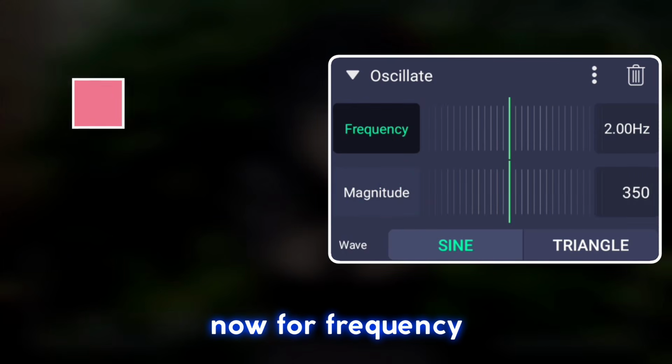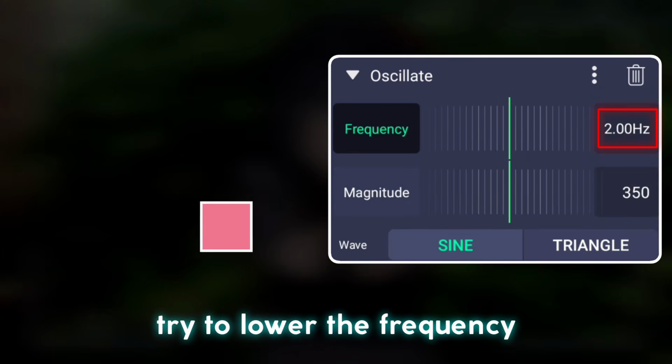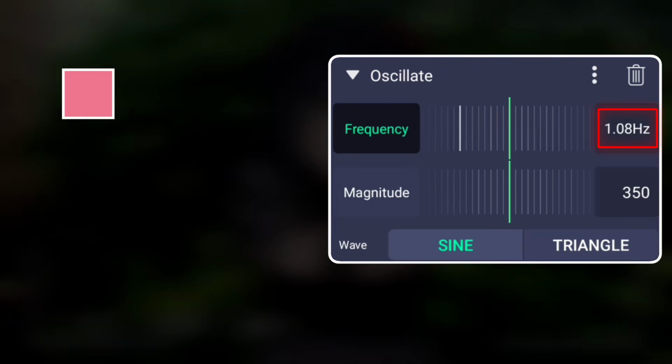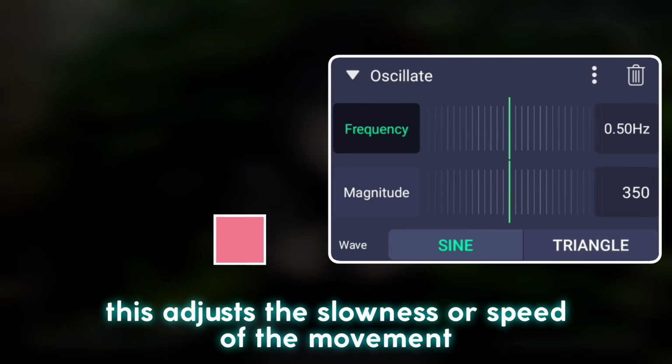Now for frequency. Try to lower the frequency. This adjusts the slowness or speed of the movement.